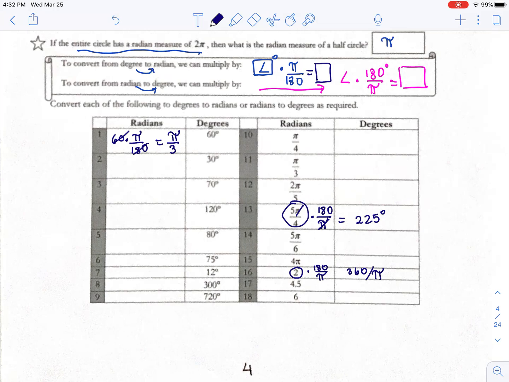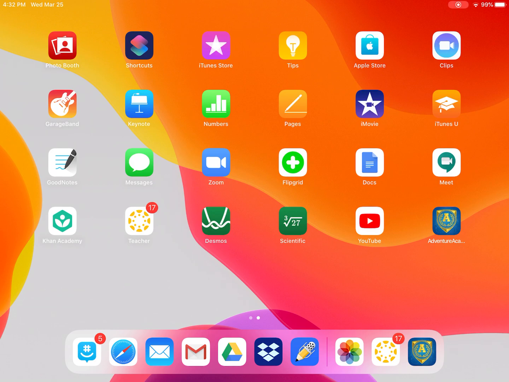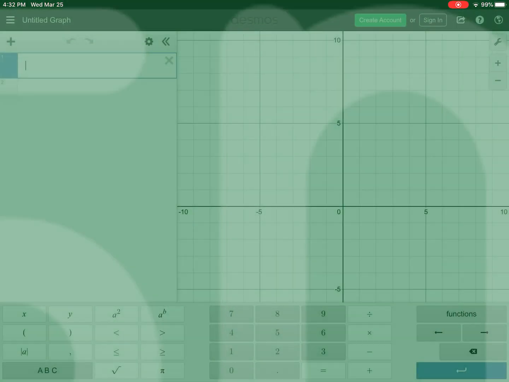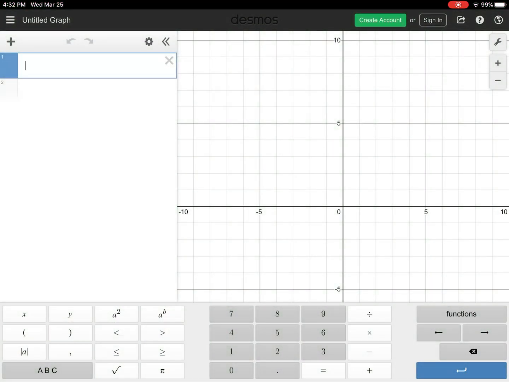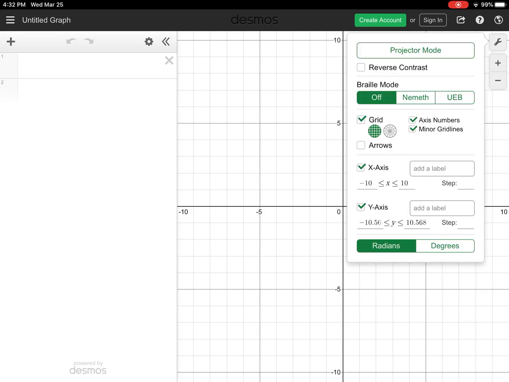Let me show you something on your calculator so you know where to find this. Let me go to Desmos as the calculator. If you are using Desmos or any sort of scientific calculator, you should see a function for this. For Desmos, it's in the upper right hand corner. If you click on the little wrench symbol right there, at the bottom you'll notice there's radians versus degrees. So you see me toggling back and forth.